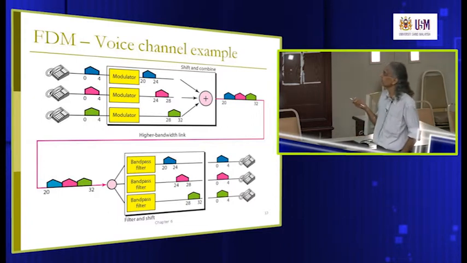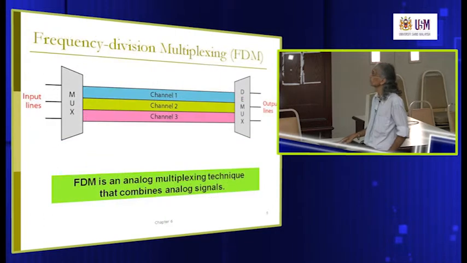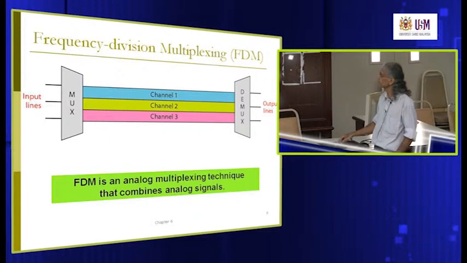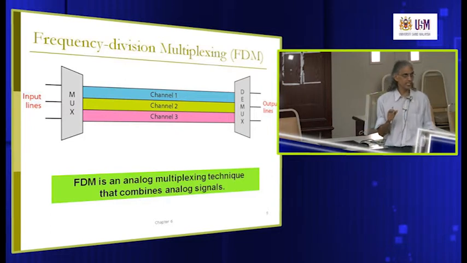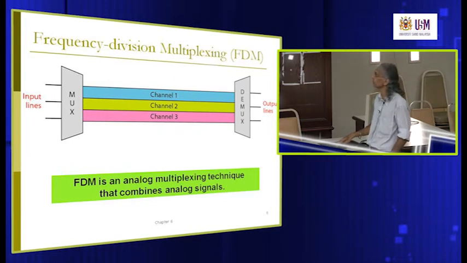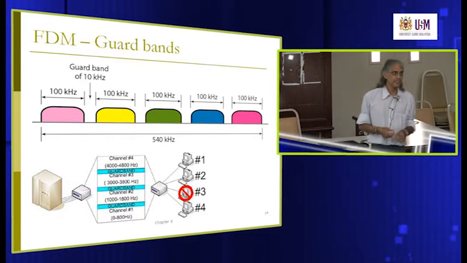All right, so the main thing is that the frequencies must be different for each channel. That's how we differentiate them. Now, another thing you notice, if you go back to the first example we saw, is the channel 1, channel 2, channel 3. Channel 2 does not start immediately after channel 1. There's a gap between the frequencies allocated, between the bandwidths. This we call the guard band. So FDM requires that the channels be separated by a small guard band. In this area, nobody can transmit.